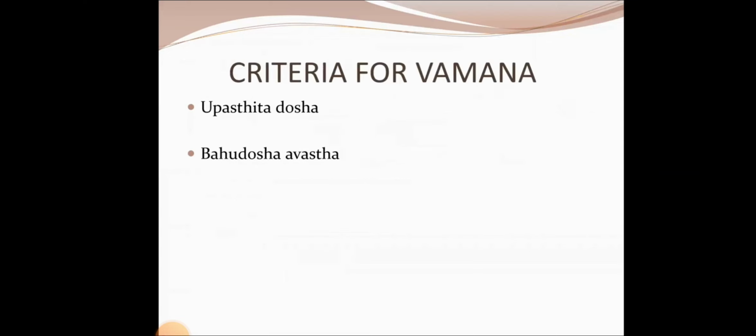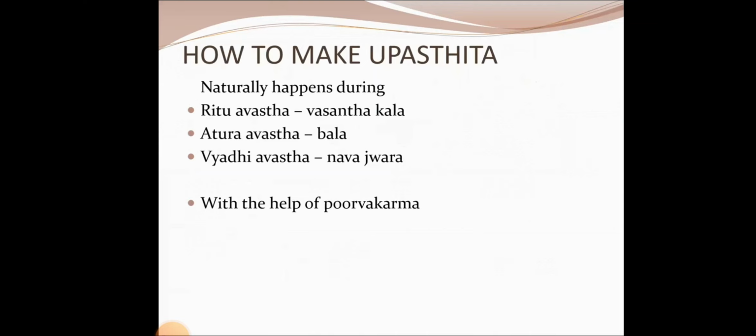Next, coming to the criteria for Vamana. What are the criteria for Vamana? One is the upasthita dosha, and the second is the bahudosha avastha. You are hearing the term upasthita dosha from the initial classes itself. What does upasthita mean? Shakham tyaktva koshthagamanena.